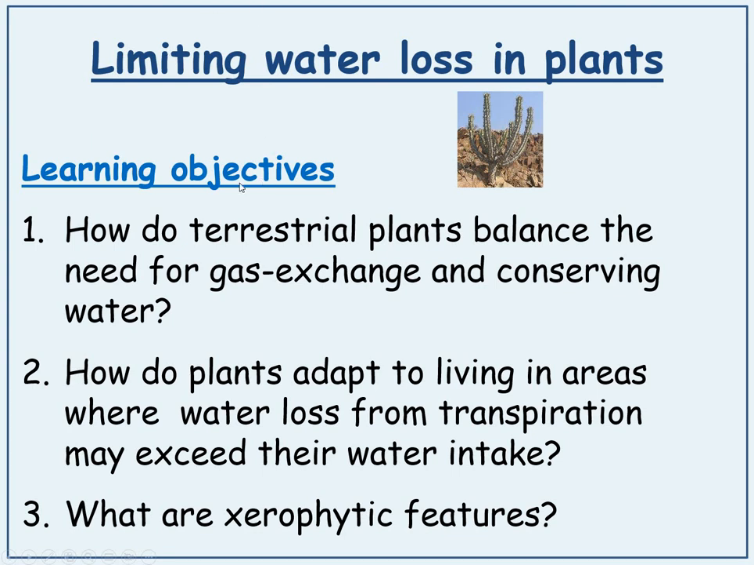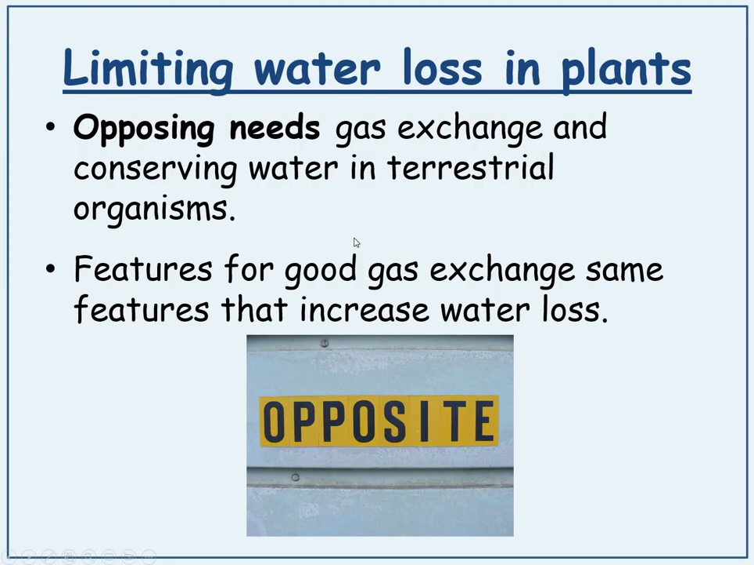So limiting water loss in plants, the learning objectives are: how do terrestrial plants balance the need for gas exchange and conserving water? How do plants adapt to living in areas where water loss from transpiration may exceed their water intake? What are xerophytic features? Limiting water loss in plants. Opposing needs. So plants have opposing needs of gas exchange and conserving water.